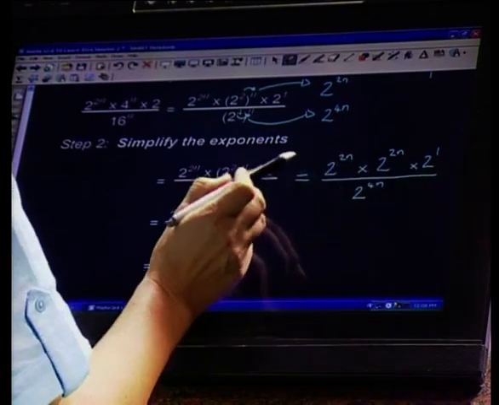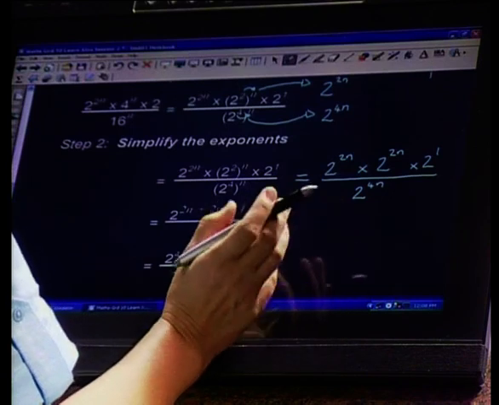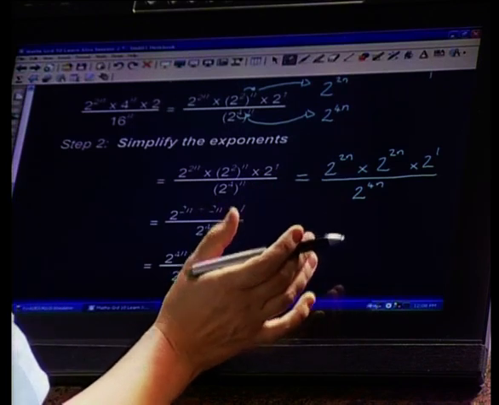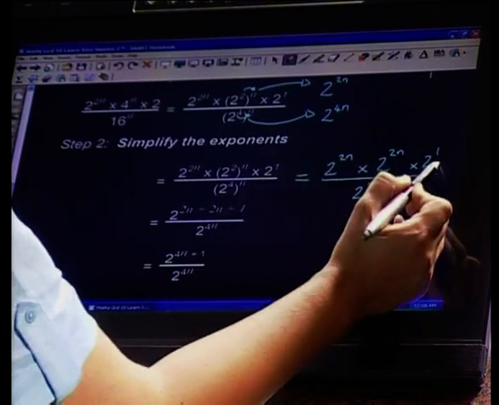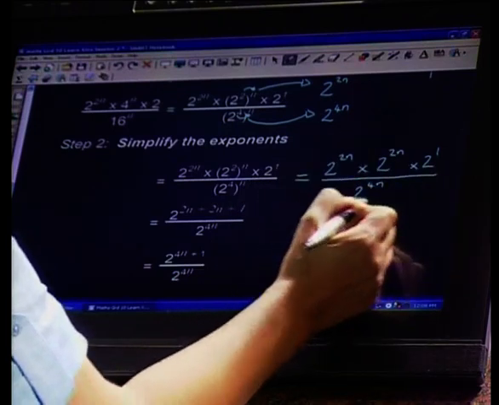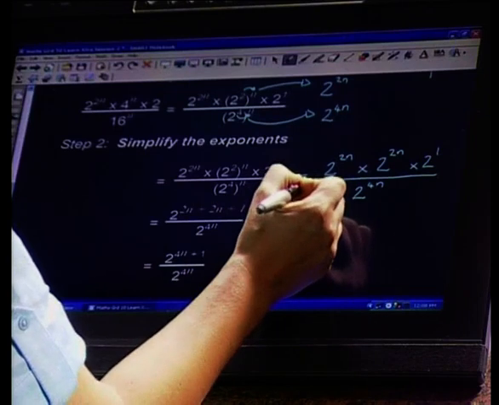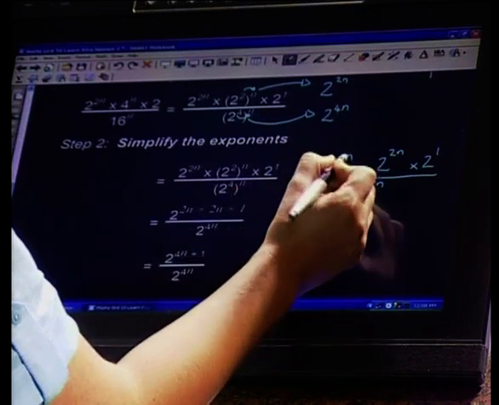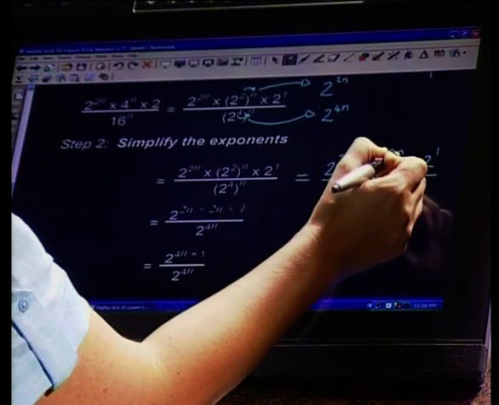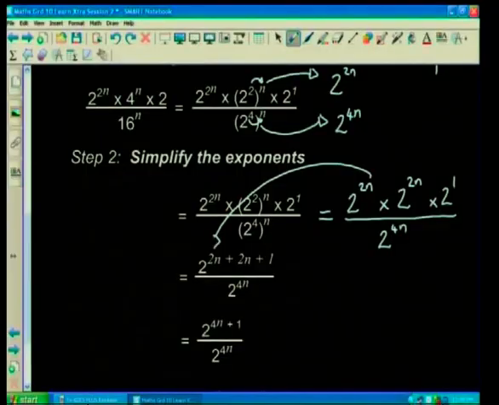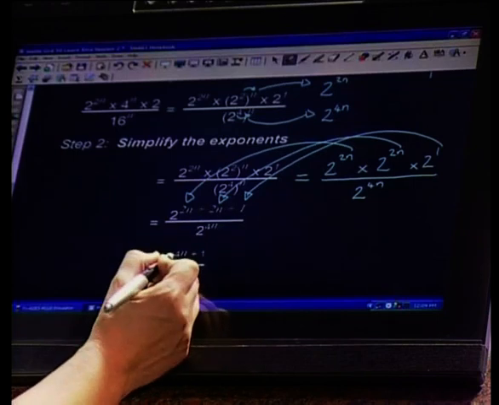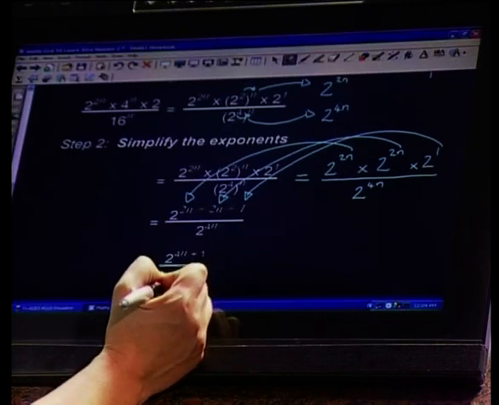You'll notice that I'm working with the top and bottom separately. That's a strategy I use with exponential equations, always working with the top first, doing as much as I can before integrating it with the denominator. So they've taken 2n plus 2n, there it is. So that 2n goes over there, that one over there, and the one over there. We've done nothing with the denominator. We're now going to add 2n plus 2n plus 1, which gives us 4n plus 1 over 4n.